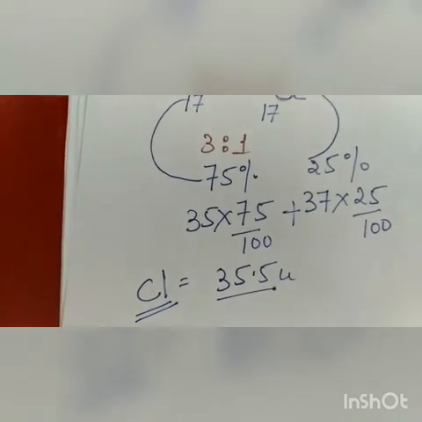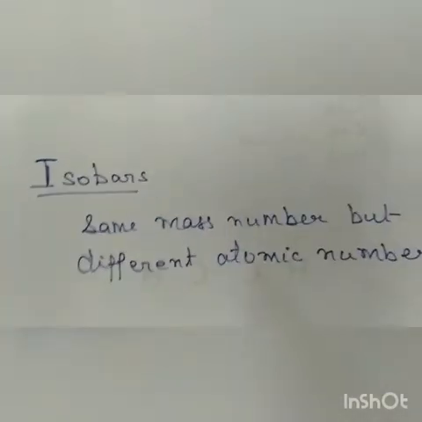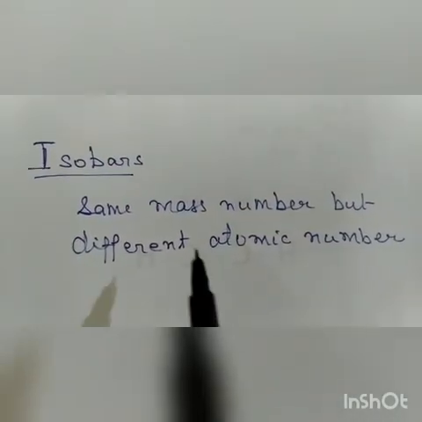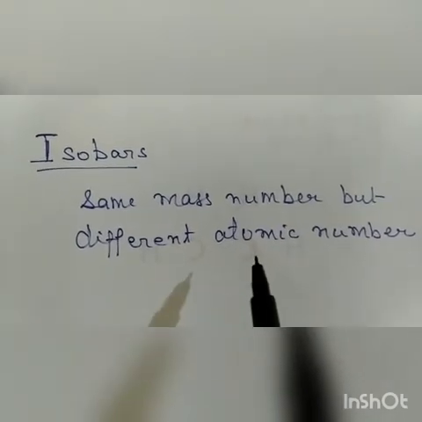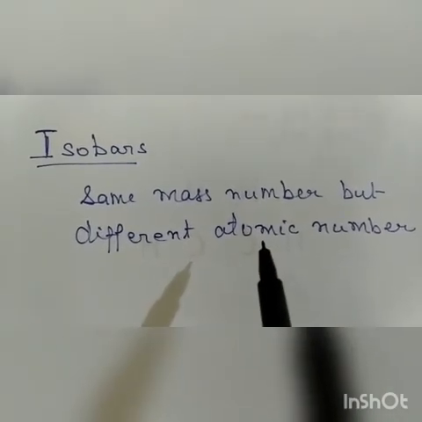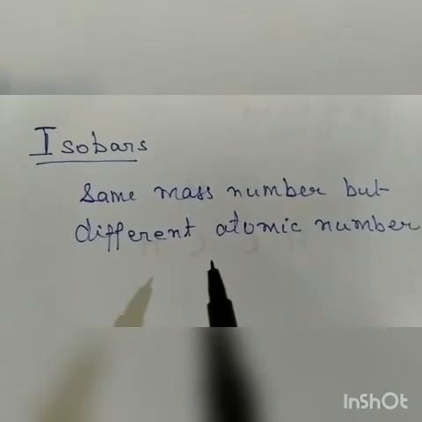Now there is another thing called isobars. Isobars are atoms having the same mass number but different atomic numbers, opposite to isotopes. In isobars, no need to go into detail, this much is enough.